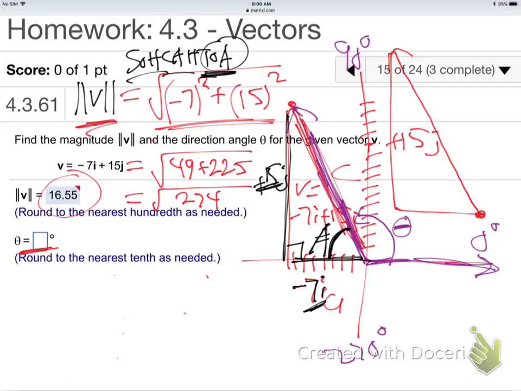Tangent is opposite over adjacent. So the tangent of this angle here, not the original theta, the little reference angle, the one from the x-axis, that little angle in the triangle, is opposite over adjacent. So the tangent of that angle A is 15 over 7. We don't need to use pluses or minuses. We don't care about that. We're just saying tangent is 15 over 7. So tangent of A is 15 over 7. How can I find A there?